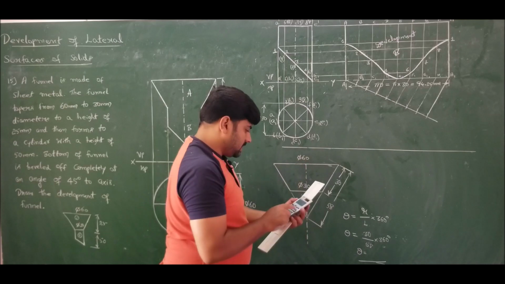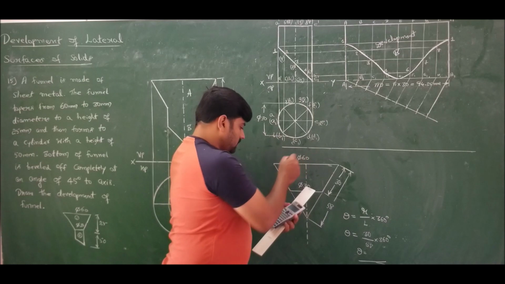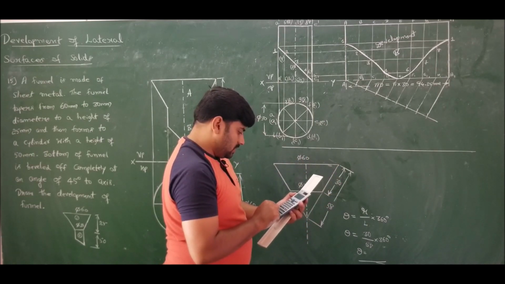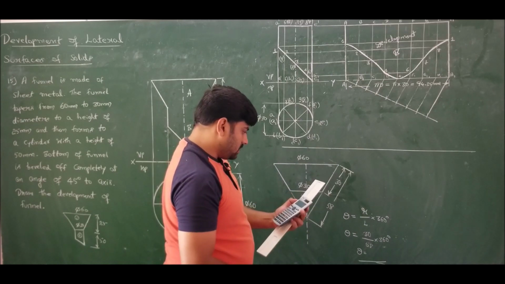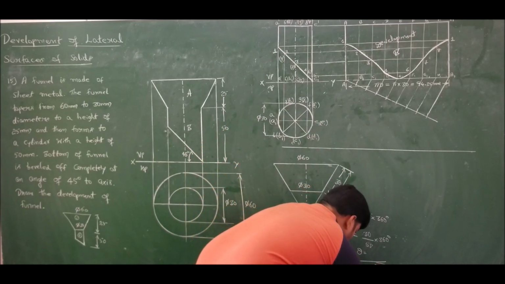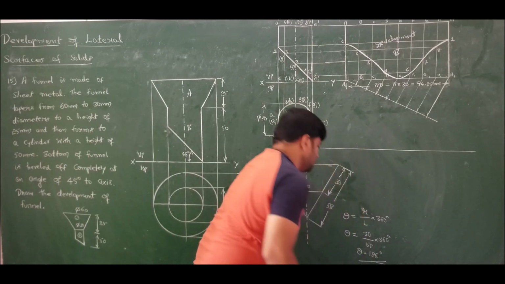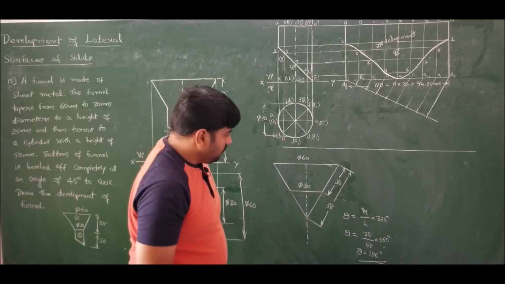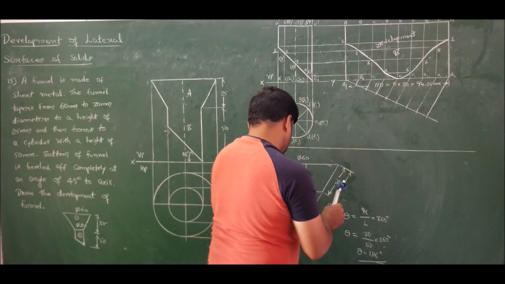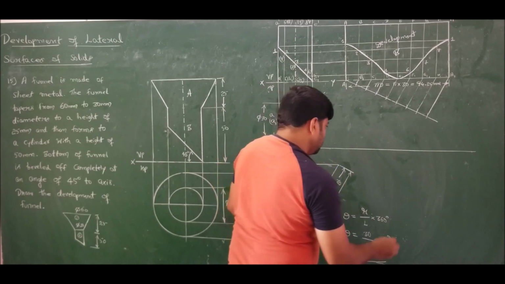The base diameter of this cone is 60, so the radius will be 30. Theta is 30 by 58 into 360 degrees, which is equal to 186.2, which is equal to 186. Let me take the angle as 186 degrees. We know the arc radius is 58. So measure this 58. Measured.